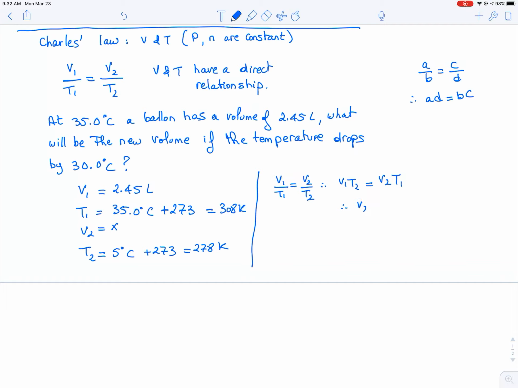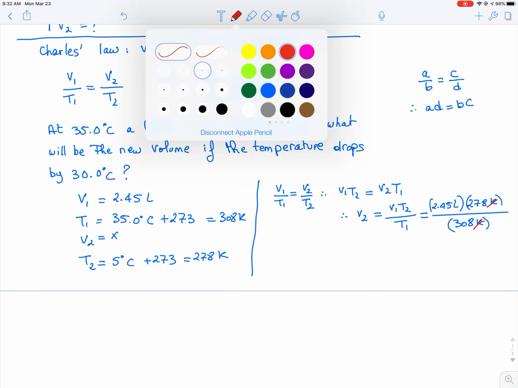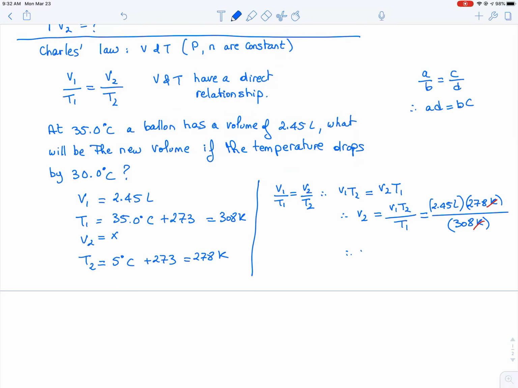All right, so again, I'm looking for V2, and therefore now I'm going to isolate V2, so I know to divide both sides by T1. V1 T2 over T1. And now that I have all the numbers, it's very easy to plug things in. V1 is 2.45 liters. T2 is 278 K, divided by T1, which is 308. And you look at the units as we usually do, and the kelvins cancel out. I'm left with liters, which is the unit that I want because I'm looking for volume.